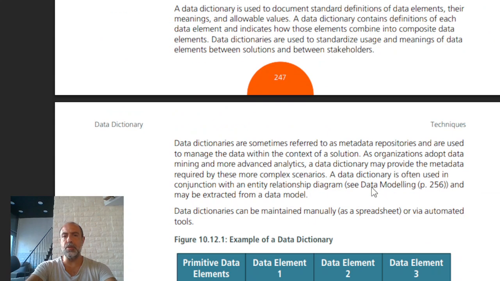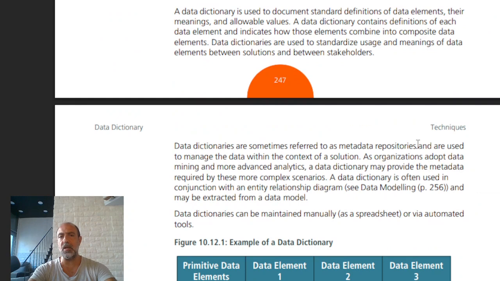The data dictionary is used to document standard definitions of data elements, their meanings, allowable values. A data dictionary contains definitions of each data element and indicates how those elements combine into composite data elements. Data dictionaries are used to standardize usage and meanings of data elements between solutions and between stakeholders.